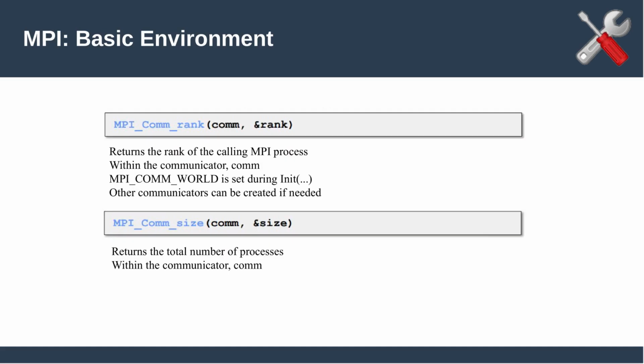The rank of an MPI process is obtained within a communicator, such as MPI_COMM_WORLD, initialized during init. This rank is crucial for identifying processes. Additionally, the total number of processes within a communicator can be retrieved, aiding in efficient resource management and task distribution.